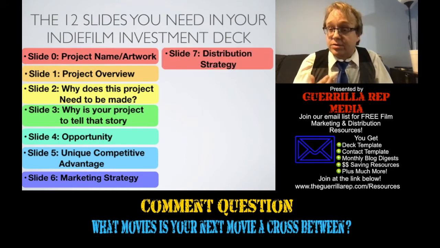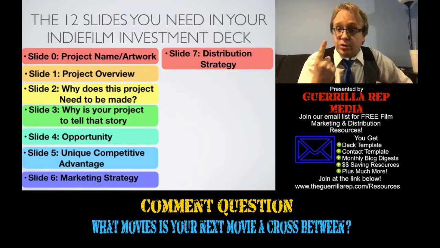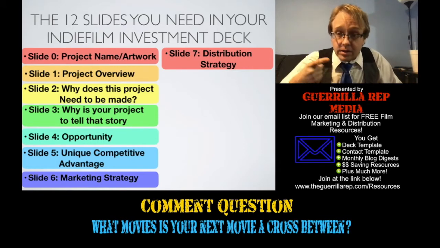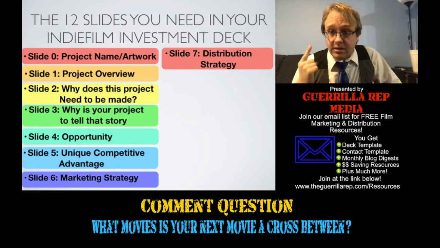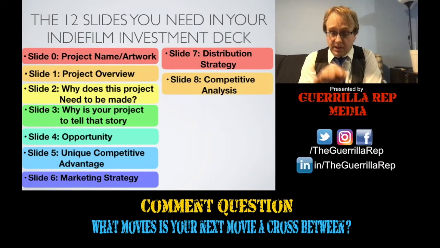Slide 7 is distribution strategy. For those of you who don't know, distribution is making your product available for sale. Marketing is convincing people to buy it. You do need both. Slide 8 is the competitive analysis.